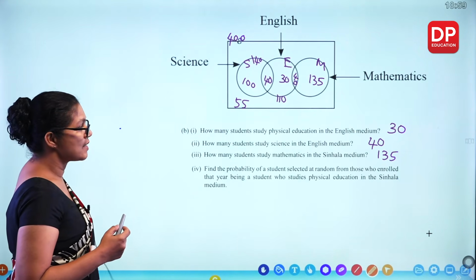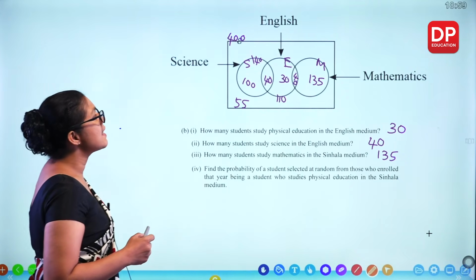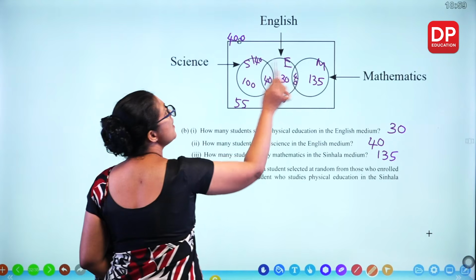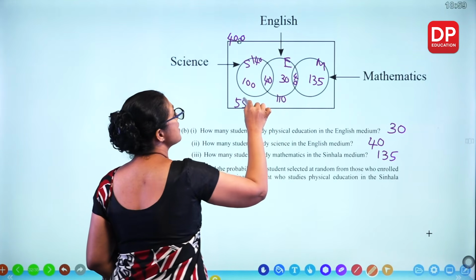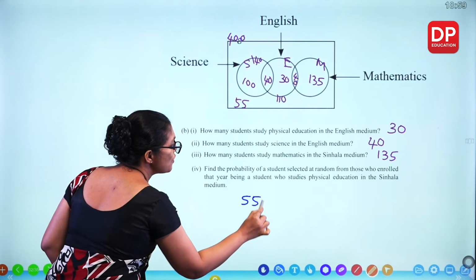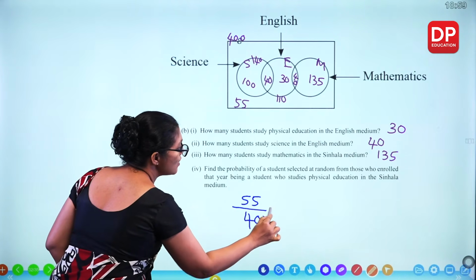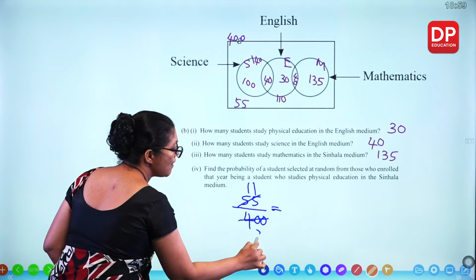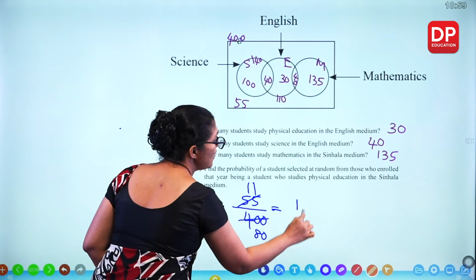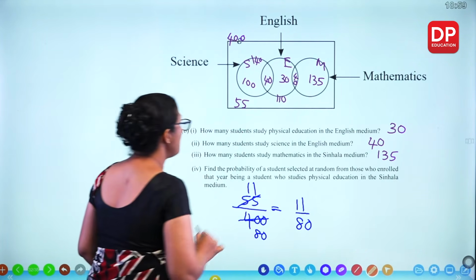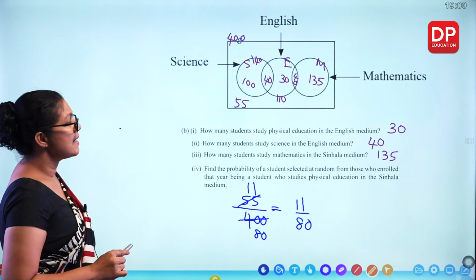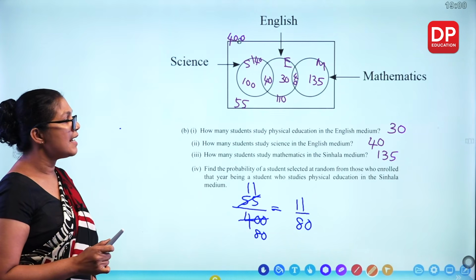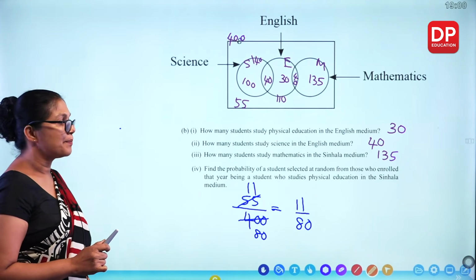So last part, find the probability of a student selected at random from those who enrolled that year being a student who studies physical education in the Sinhala medium. Sinhala medium means outside E circle as well as outside for these two circles, that's 55. So 55 out of 400. Simplify further, divide by 5, you get 11, divide by 5, 80. So 11 over 80 is the probability of a student selected at random from those who enrolled that year being a student who studies physical education in the Sinhala medium.